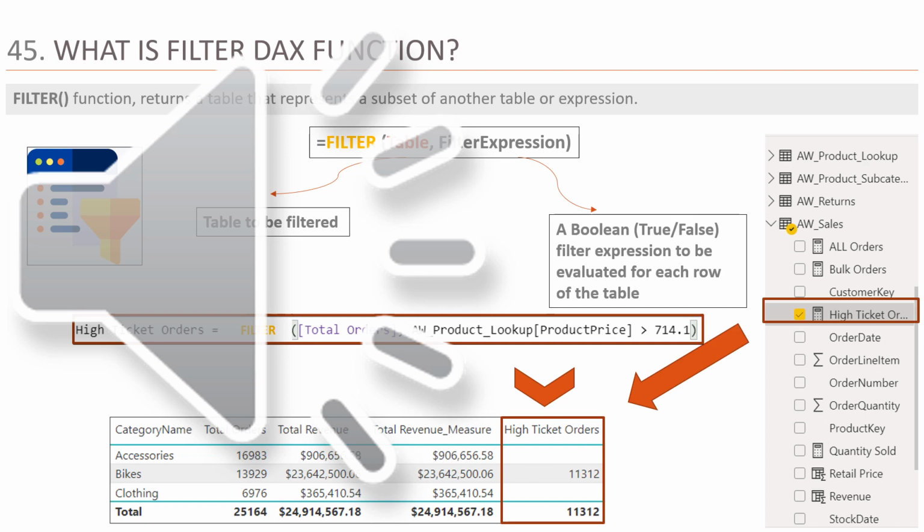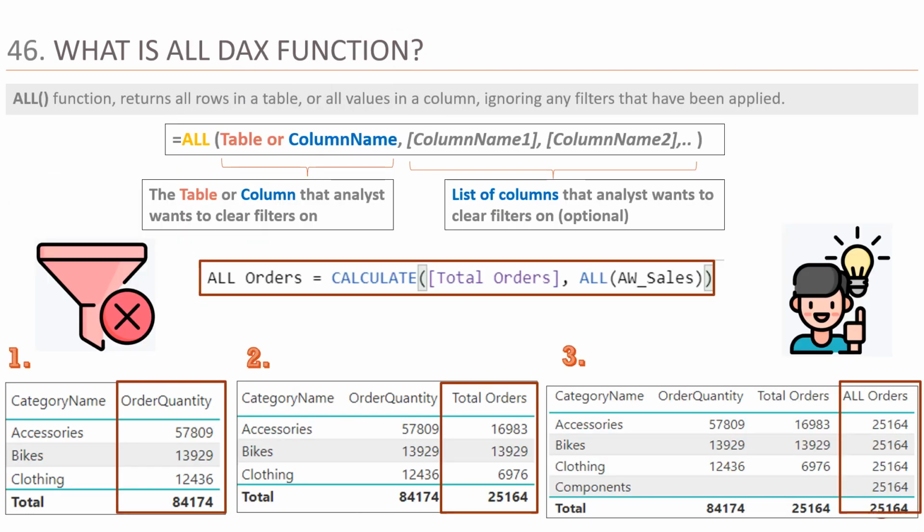Since FILTER returns an entire table, it is almost always used as an input to other functions like CALCULATE and SUMX. In the example above, for high ticket orders, only the volume of products which are above the average retail price, which is $714.1, would be taken under the filter condition, so that category Bikes is the only one that is generating sales for products priced above $714.1, and the number of products is 11,312.